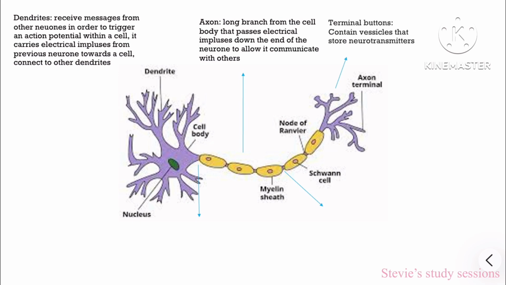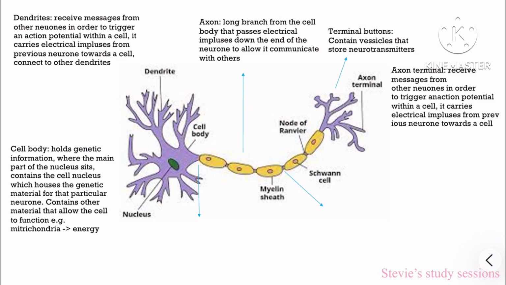Next you've got the terminal buttons. They connect vesicles that store neurotransmitters. The axon terminal receives a message from other neurons, and this is at the far end opposite the dendrites. It receives messages from other neurons in order to trigger an action potential within the cell. It carries electrical impulses from previous neurons towards the cell. The cell body holds genetic information. It contains the cell nucleus, which houses genetic material for that particular neuron. It contains other material which allows the cell to function, for example, mitochondria for energy.